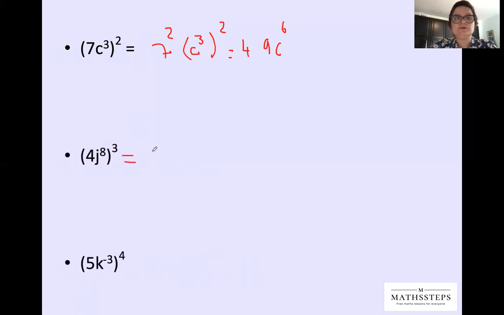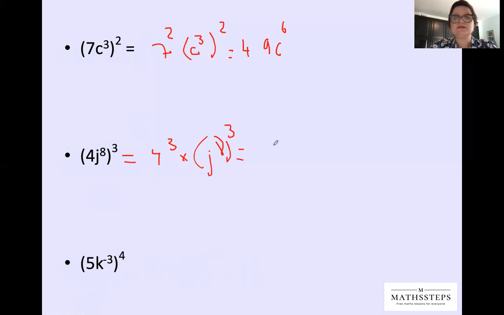4 to the power of 3. Can you see? Because 4 is inside the bracket. It's just like this question here. 7 is inside the bracket. 4 is inside the bracket. That's why 4 should be to the power of 3 times j to the power of 8. All of this is to the power of 3.